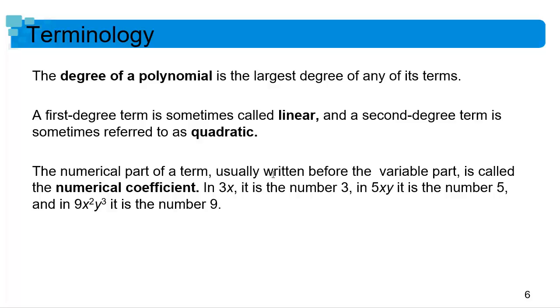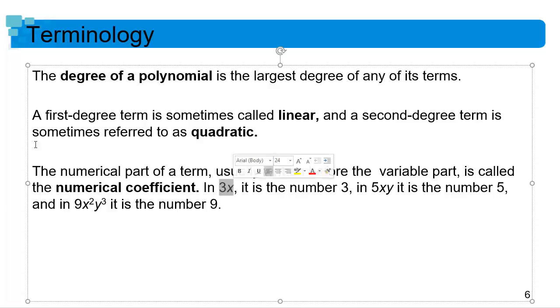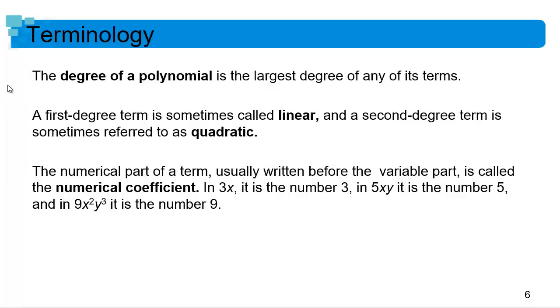All right, some more terminology. A first degree term is called a linear term. So 3x here is a linear term because it's only got a degree of 1. That makes sense because a linear function is a line, and we know linear functions are y equals mx plus b, and mx has degree 1. So a straight line is a polynomial of degree 1.